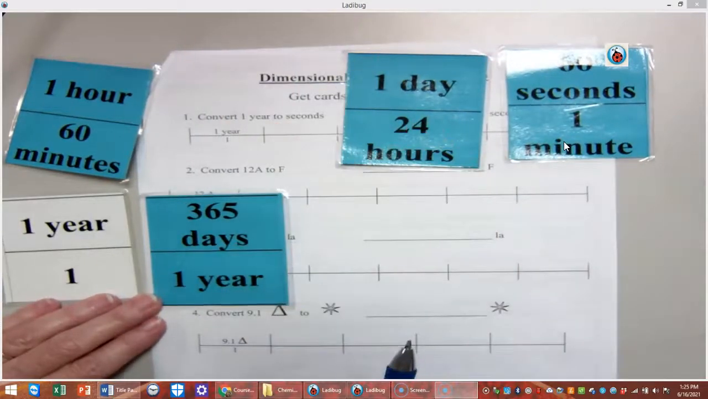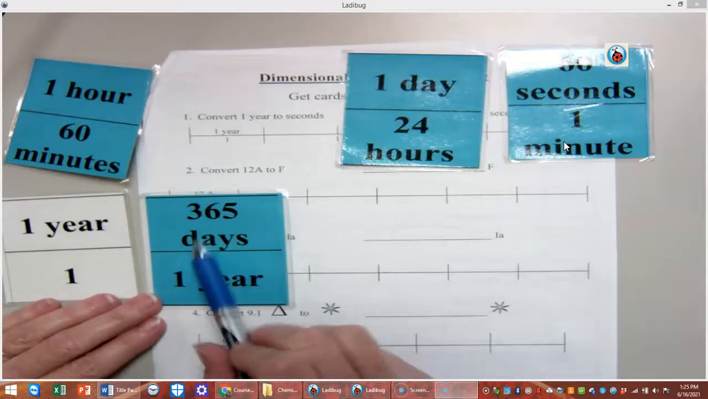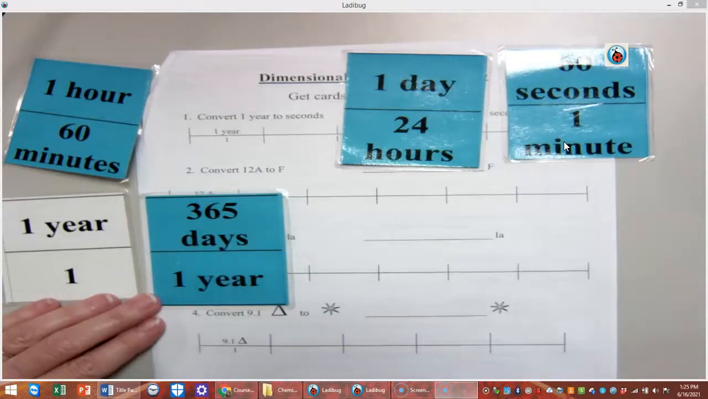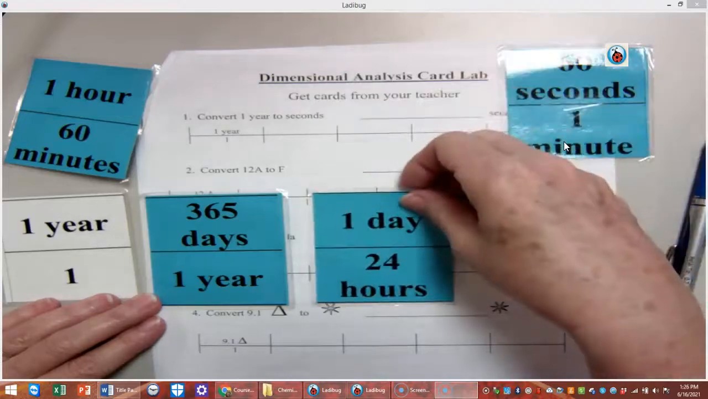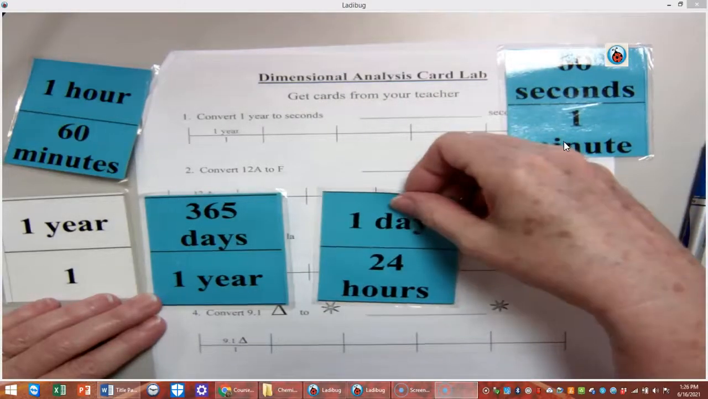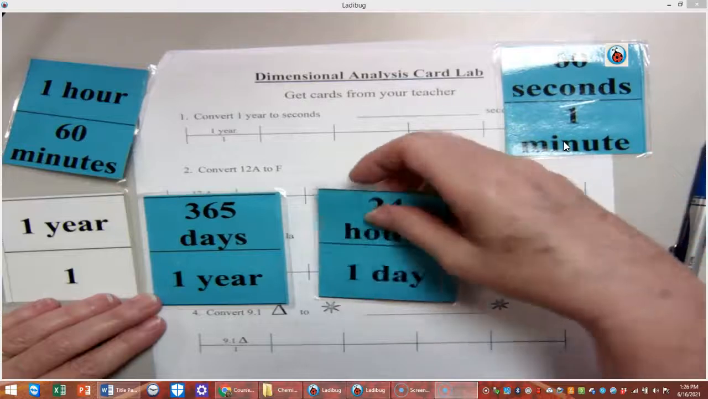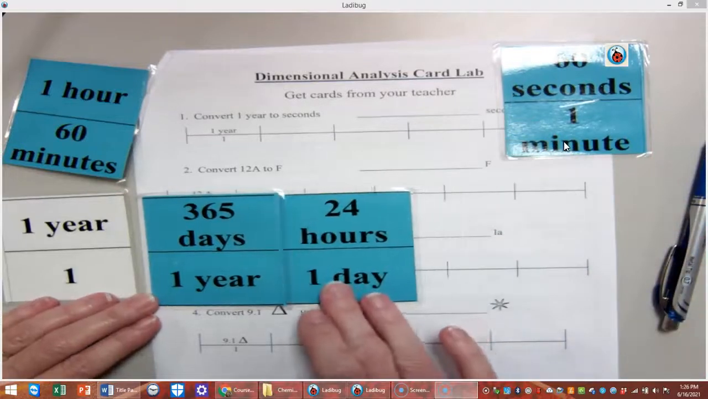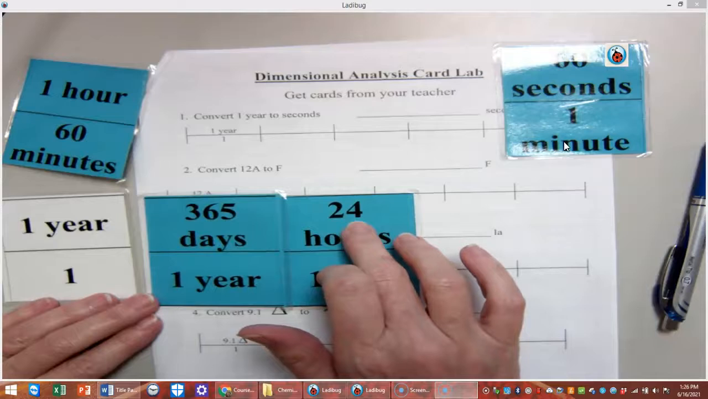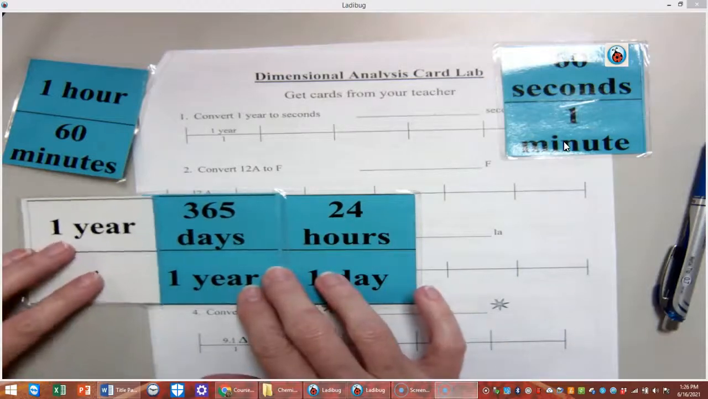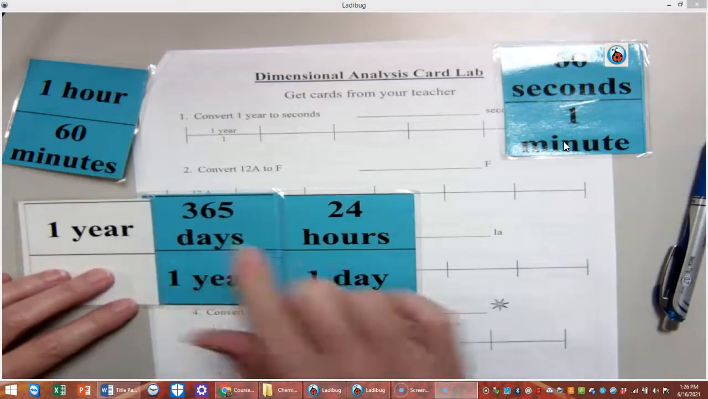Next I'm going to make a conversion from days. I need to get rid of days. So what do I know? I don't know how many seconds are in a day, but I know how many hours are in a day. Here are my choices. Do I want it this way or this way? Well, I'm going to flip it this way because I want to convert days to hours. See what's happening here? We went from years to days, days to hours.